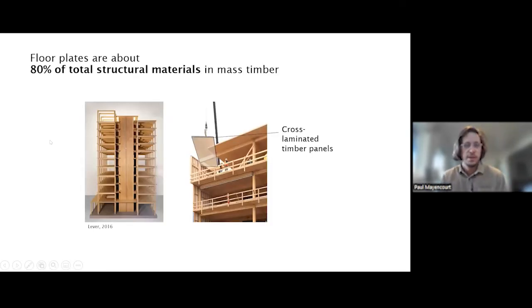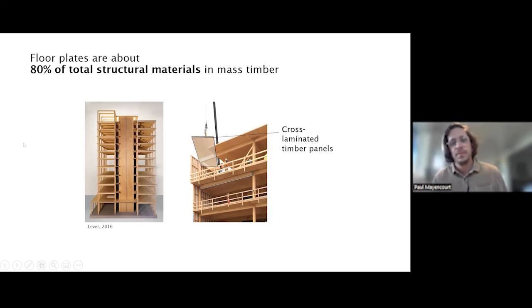Another important aspect of construction that my research looked at is floor plates. And one of the reasons why we looked at floor plates more carefully is because in a lot of buildings, it is the majority of the structural material. So in mass timber buildings, on average, about 80% of the total structural material is the floor plate. So the CLT, the cross-laminated timber panels, represents about 80% of the structural material in the building.